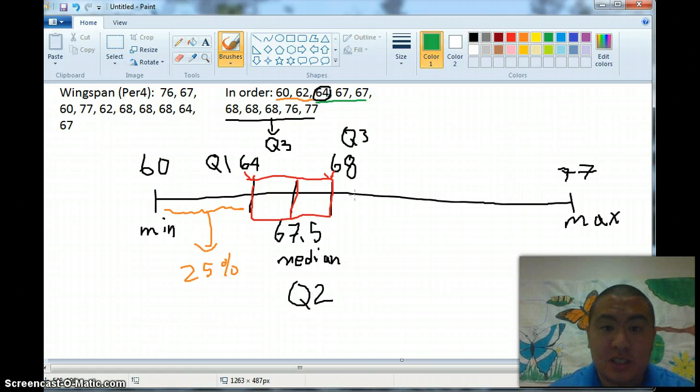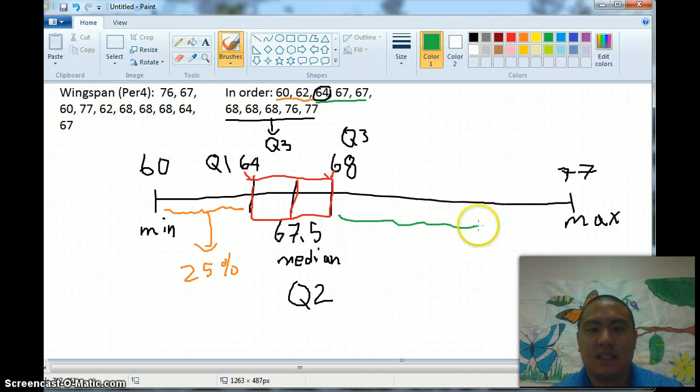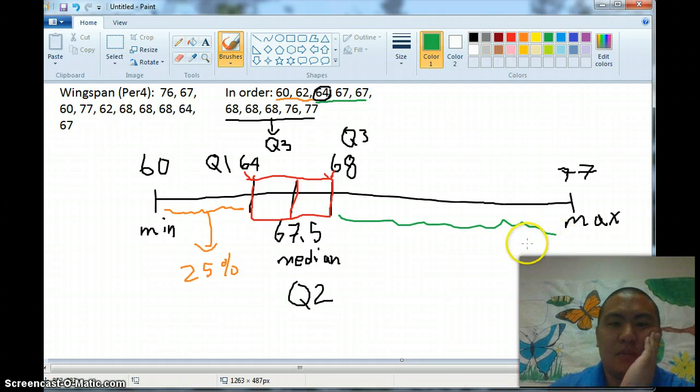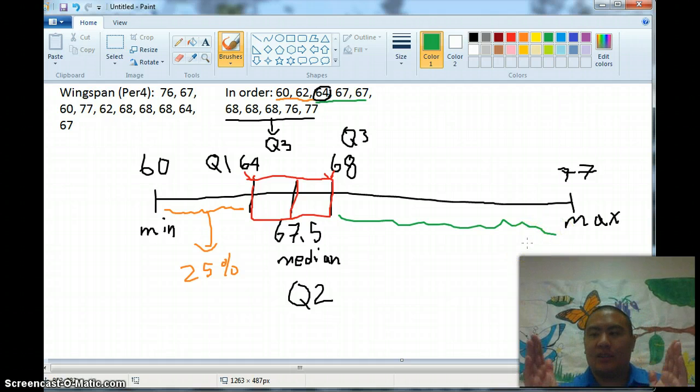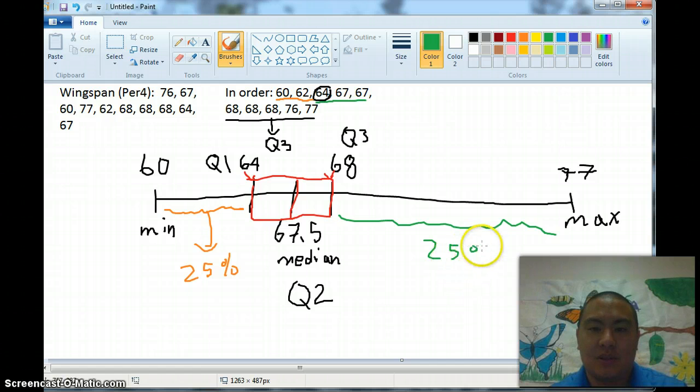A couple of trick questions about this, I want you to think about this. How many people are between 68 inches and 77-inch wingspans? Okay, so from the graph it looks like there's a lot of people in there, right? But that's not necessarily true. This is only 25%, the upper 25%. And how many people are truly taller than 68 inches in wingspan? Just 2. The 76 and 77.